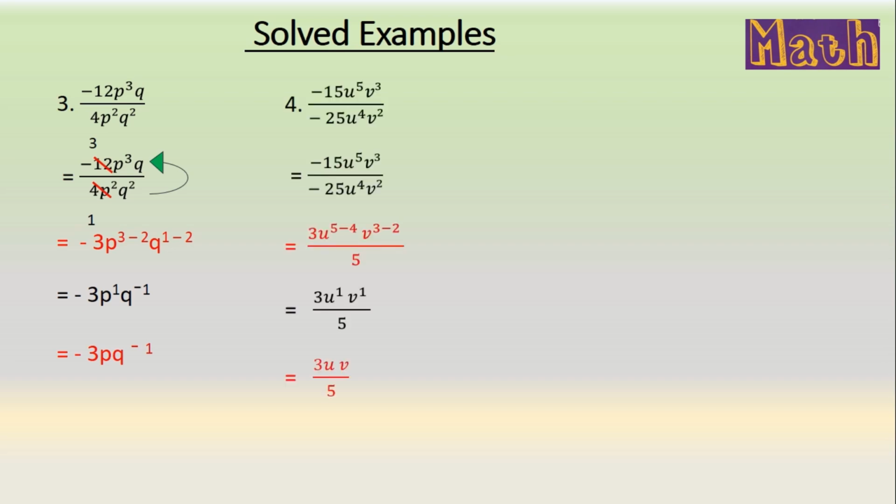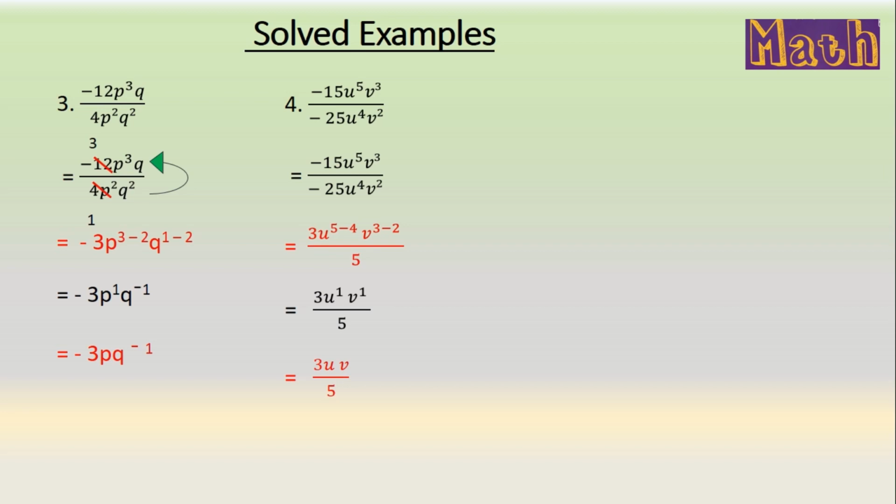Now, the next example also has negatives attached to it. So apply the rules of mathematics to solve the negatives, the rules of division to solve the 15 and 25, and the rules of index to solve the u to the power 5, u to the power 4, and v to the power 3, and v to the power 2. Now, in the rules of division, negative will cancel negative. So the 15 and 25 will turn to positive.